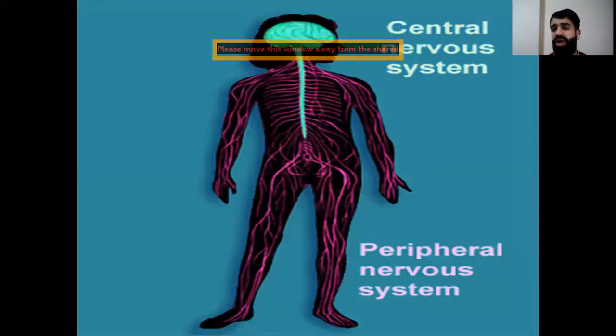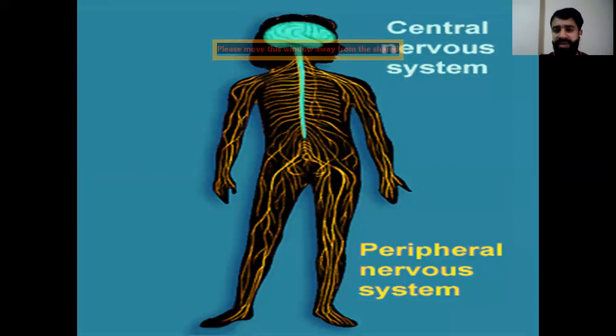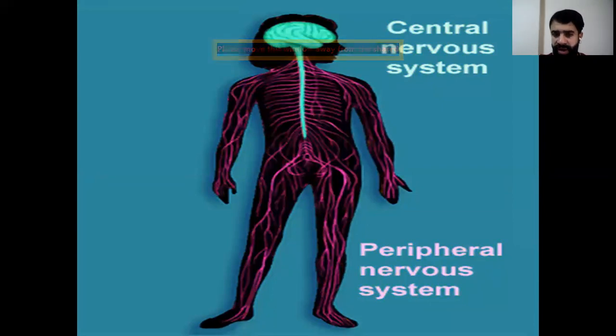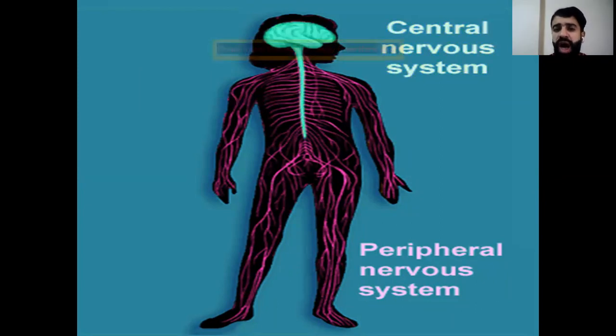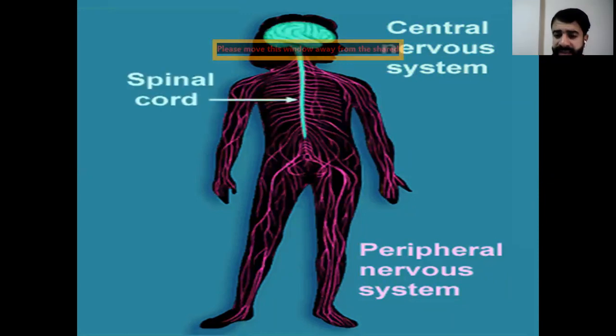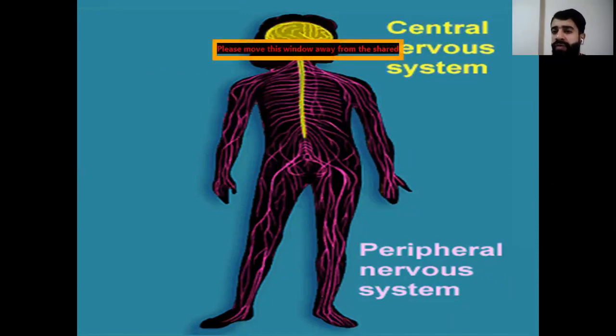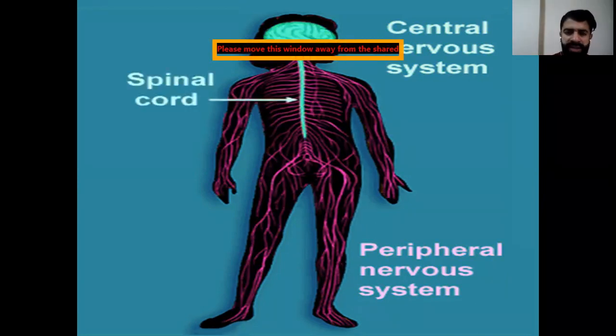The nervous system is composed of either the central nervous system or the peripheral nervous system. As you know, the central nervous system is composed of the brain and the spinal cord, whereas the peripheral nervous system is composed only of the nerves. And these nerves are of different types. We will identify this in the coming slides.